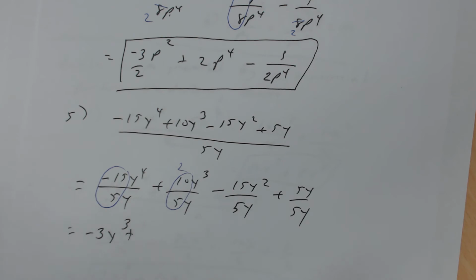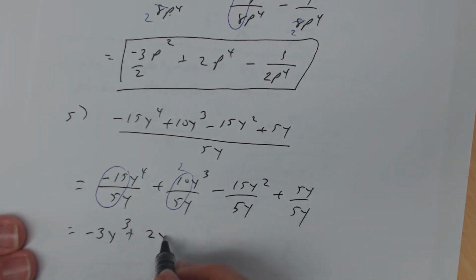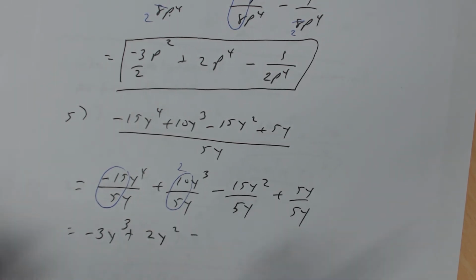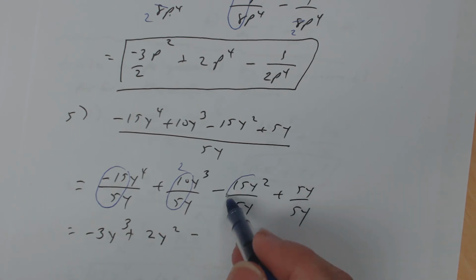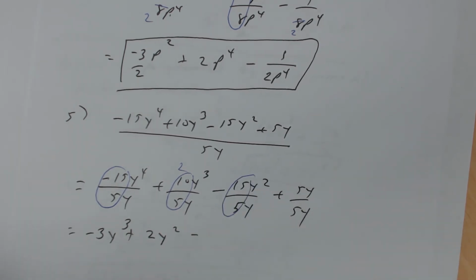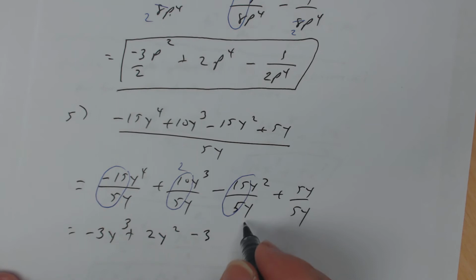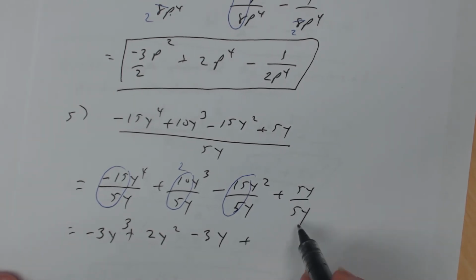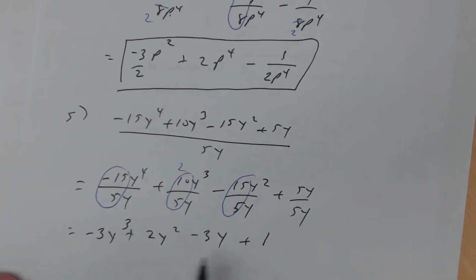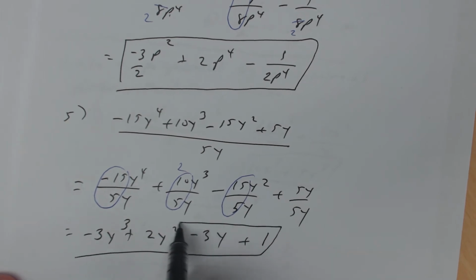Y cubed divided by y is y squared. That's 2y squared. Minus 15 divided by 5 is 3. Y squared divided by y is just y. 2 minus 1 is 1. So you get y. And then plus 5y divided by itself is just 1. And so there's your answer.